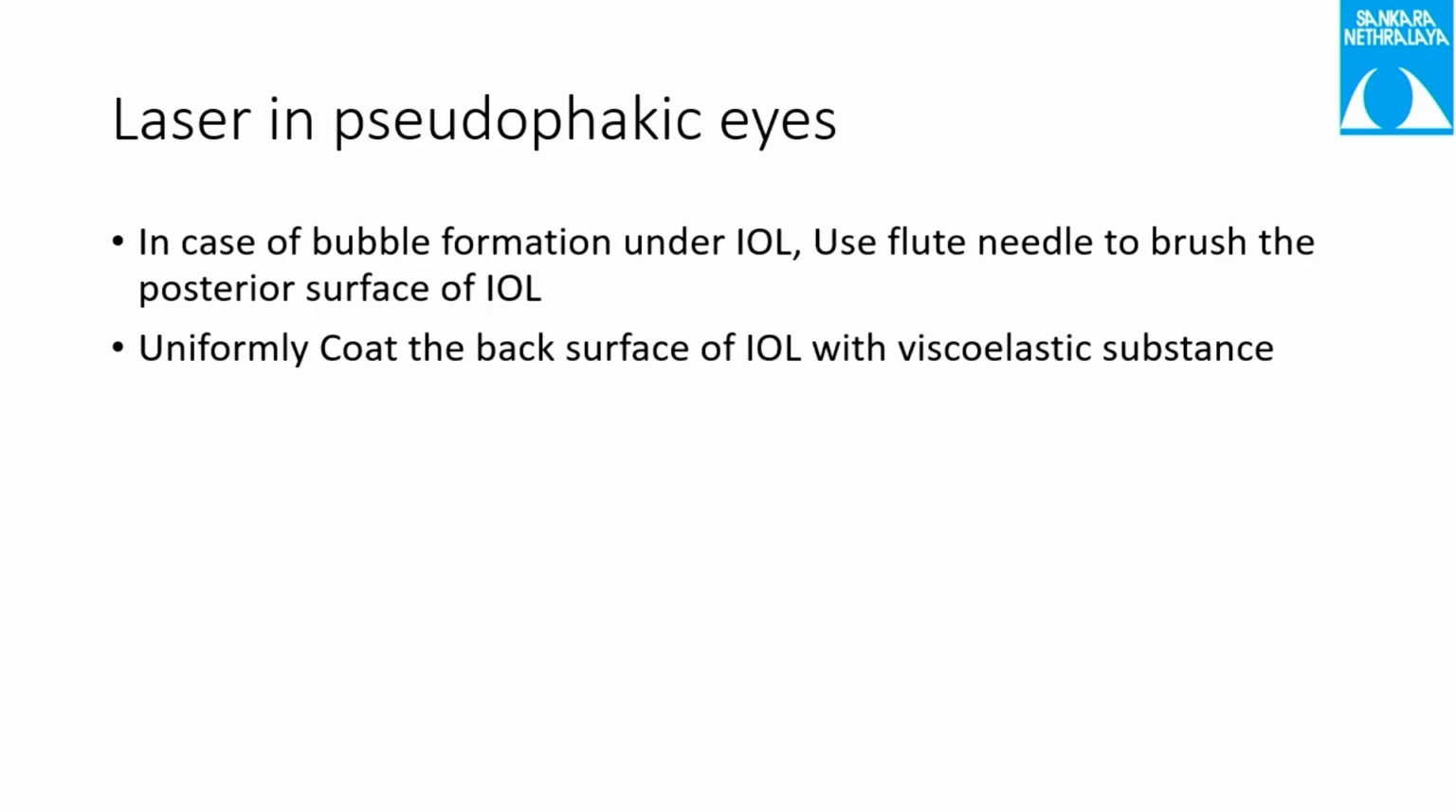Especially in pseudophakic eyes, where we end up having these fish-egg kinds of small bubbles sticking over the posterior surface of the intraocular lens, one might use a flute needle to gently brush the posterior surface of the intraocular lens to make it uniform. If the visualization is still not good, if there is posterior capsular rupture or something like that, one might use a dispersive viscoelastic to coat the undersurface of the intraocular lens to have a better visualization.